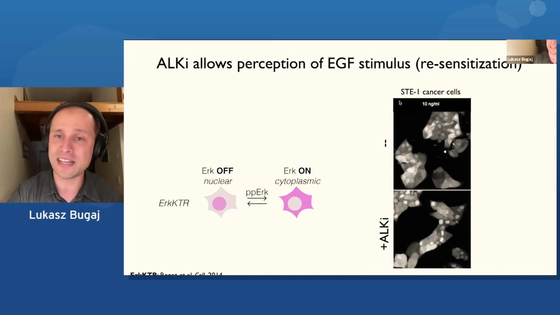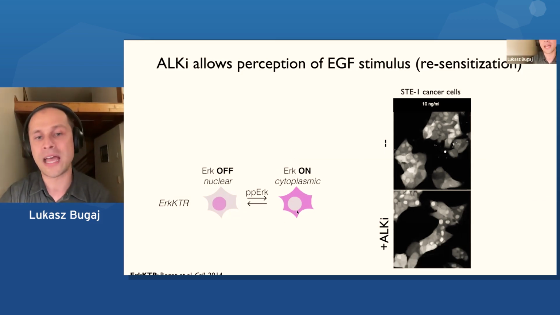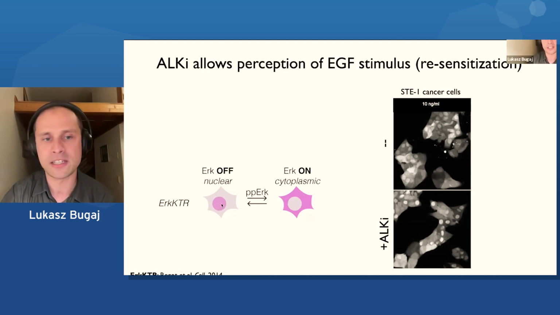First was optogenetics. Now you can just add the ligand of a receptor in these cells, which already have it, so there's nothing synthetic about this. And this is a live cell reporter of ERK activity. This reporter is cytoplasmic when the pathway is on, and nuclear when the pathway is off. So this is cells in the absence of a drug.